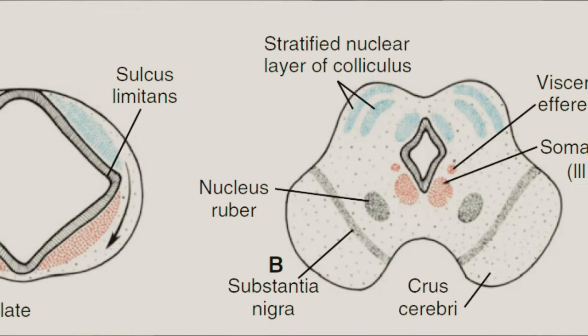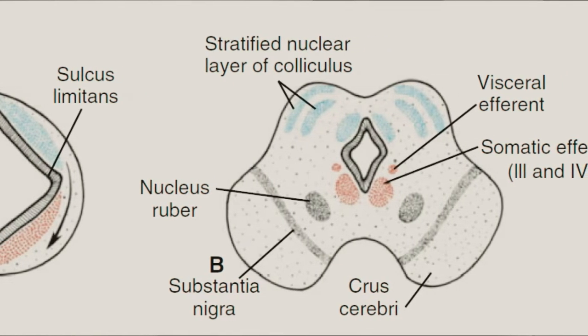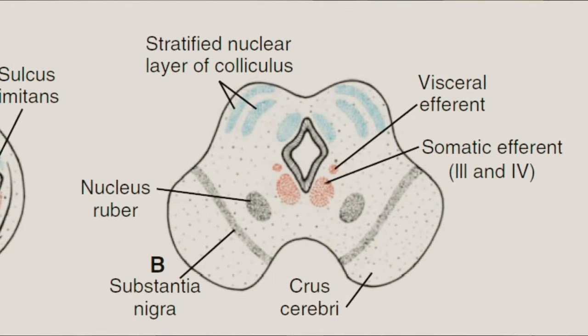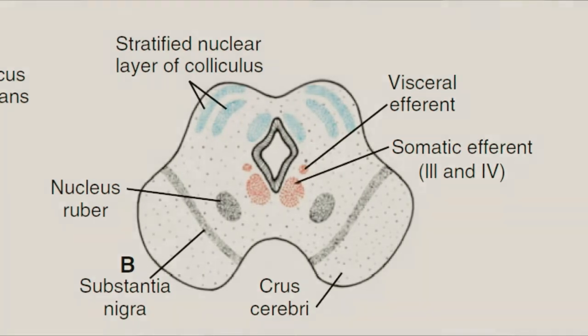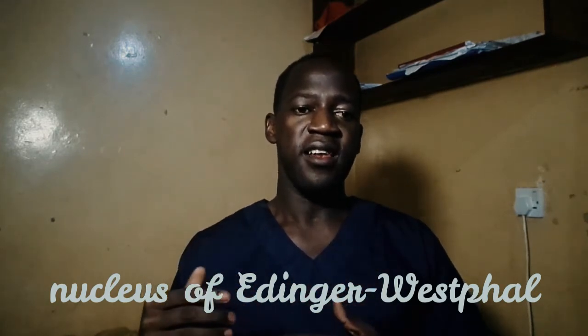We have the medial one, which is the somatic, and it's going to give rise to the nuclei of the oculomotor nerve, and then the nuclei of the trochlear nerve, which is cranial nerve 4. Then the lateral one is going to form for us the nucleus of Edinger-Westphal, which is like the parasympathetic nuclei of the oculomotor nerve.